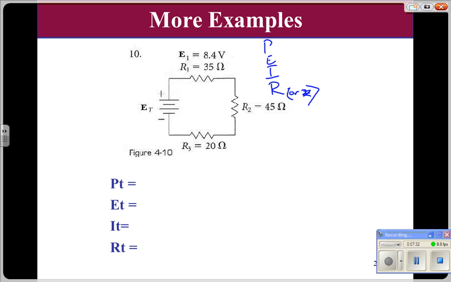Okay. So we're going to start writing PEIR next to every part of a circuit. And the magic part of writing it that way is that if you're going up, you multiply. If you're going down, you divide. Okay? Piece of cake. So here we have E and R, and we know we're going to divide because we're kind of going down.